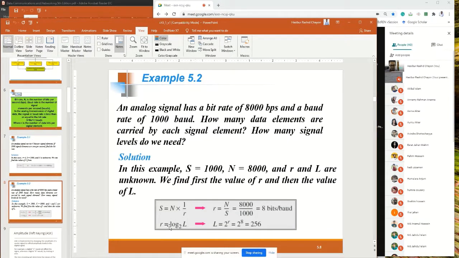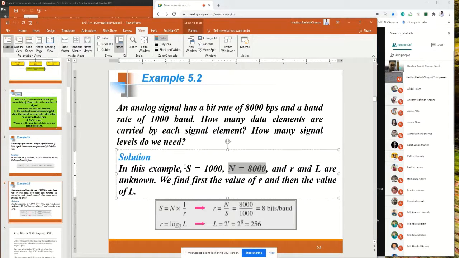Remember this equation also to find out r. S equal to N by r, and r is equal to log base 2 L. L is the level of the signal. Again, another proof: look at the number of bits and look at the number of signal elements. It's 8 times higher. So the number of bits is higher and the number of signal elements is lower compared to each other.